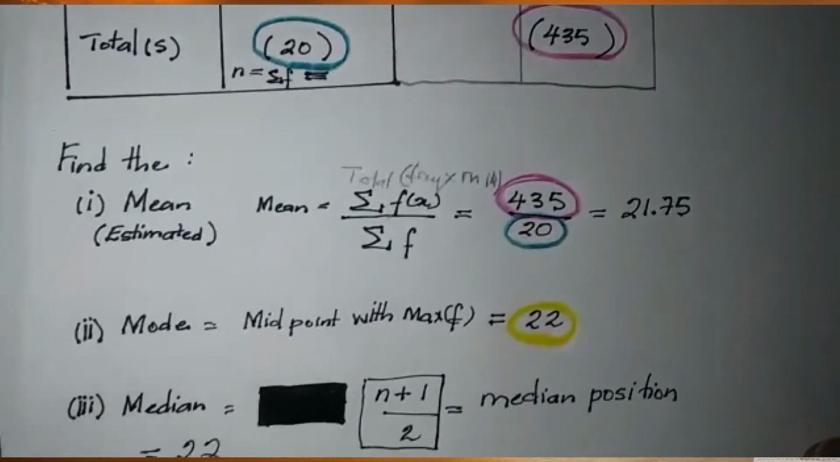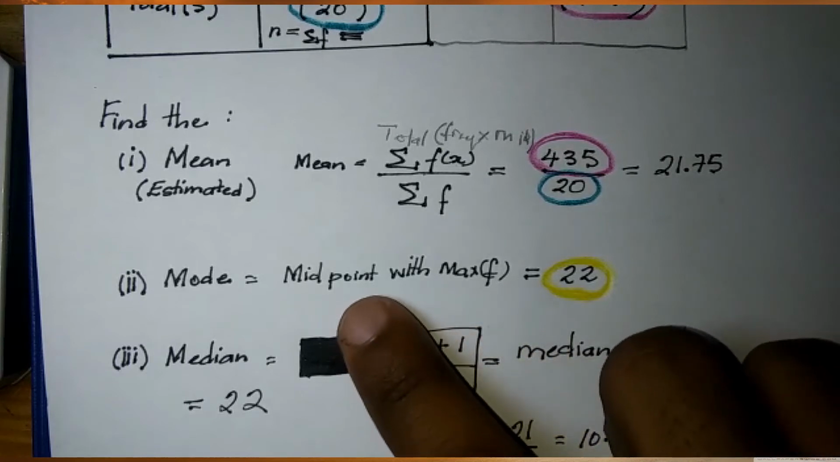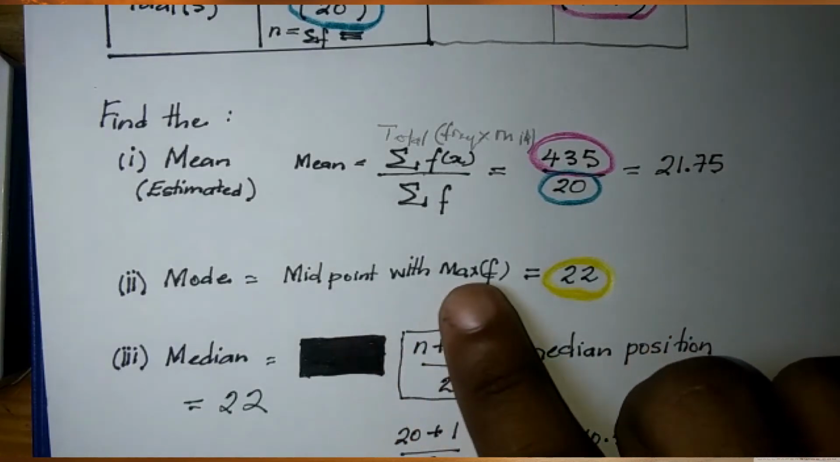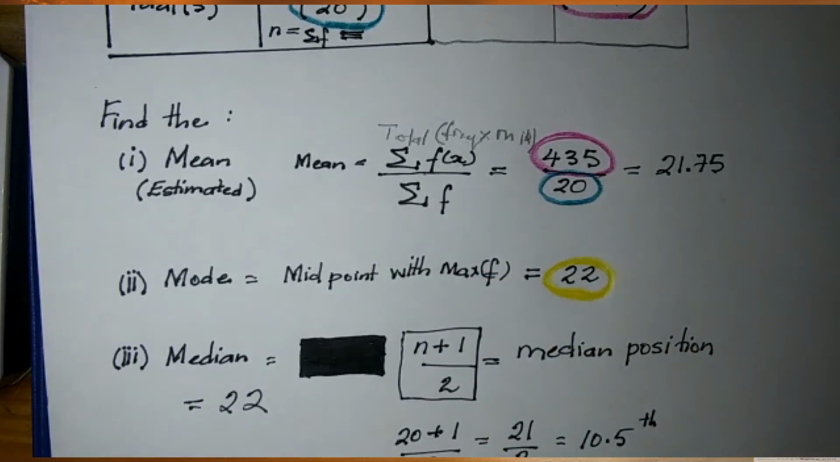Now remember the mode. It is not the highest frequency. It is the midpoint with the highest frequency, or the maximum frequency. And sometimes it can have more than one mode. Maybe it has 2, maybe it has 3, sometimes it even has none. But it must have one mode.